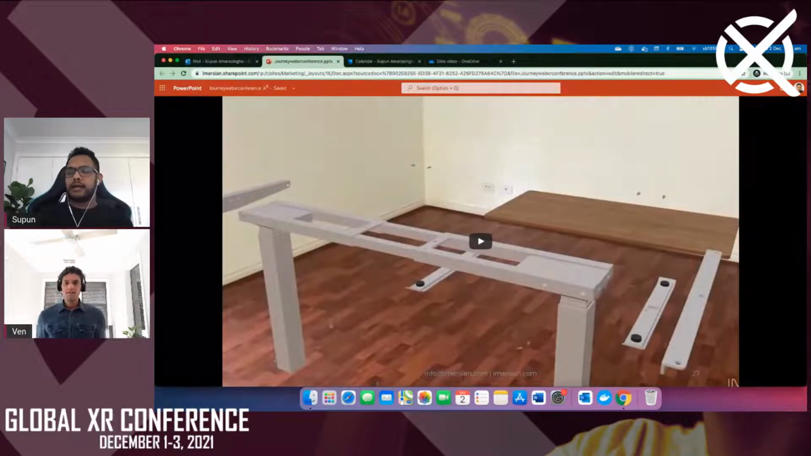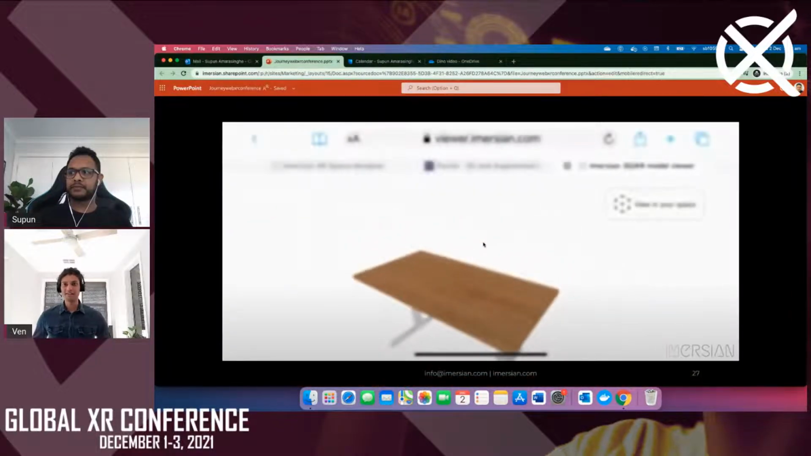And we have developed a few applications using our WebXR technology. I'll hand over to Ven to go through some of the projects we have done and showcase them. Thanks, Supun. So these are just a few demonstrations, videos or images of our technology. We built a space designer, patent pending tech.